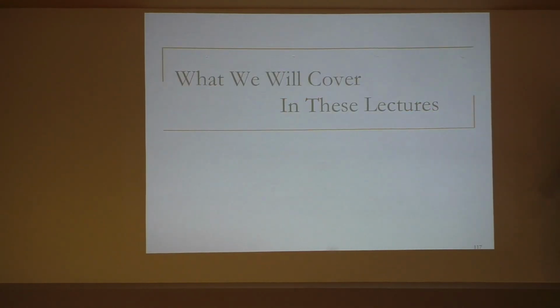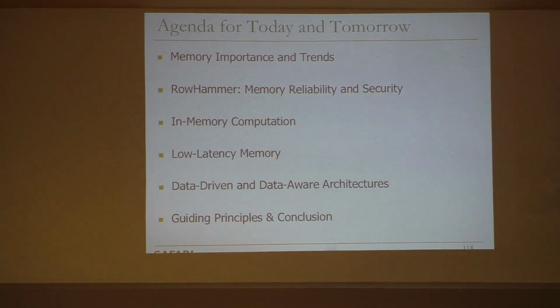Okay, now let me give you an overview. I don't know how much time we have total in these lectures, but recently I gave these lectures at different places. Actually, one of the earlier places was at the Acacia summer school in Fuji last year. But basically, I intend to cover these things. I don't think we'll be able to cover all of them. So we're done with this one. We're going to talk about RowHammer, and then we're going to talk about in-memory computation. I'm not sure how much time we will have for low latency memory, but it's really critical. And we'll see how much time we have on data-driven and data-aware architecture. It's a short part. And I'll try to cover the guiding principles and conclusion, because I think those are important. Does it sound like a good plan?